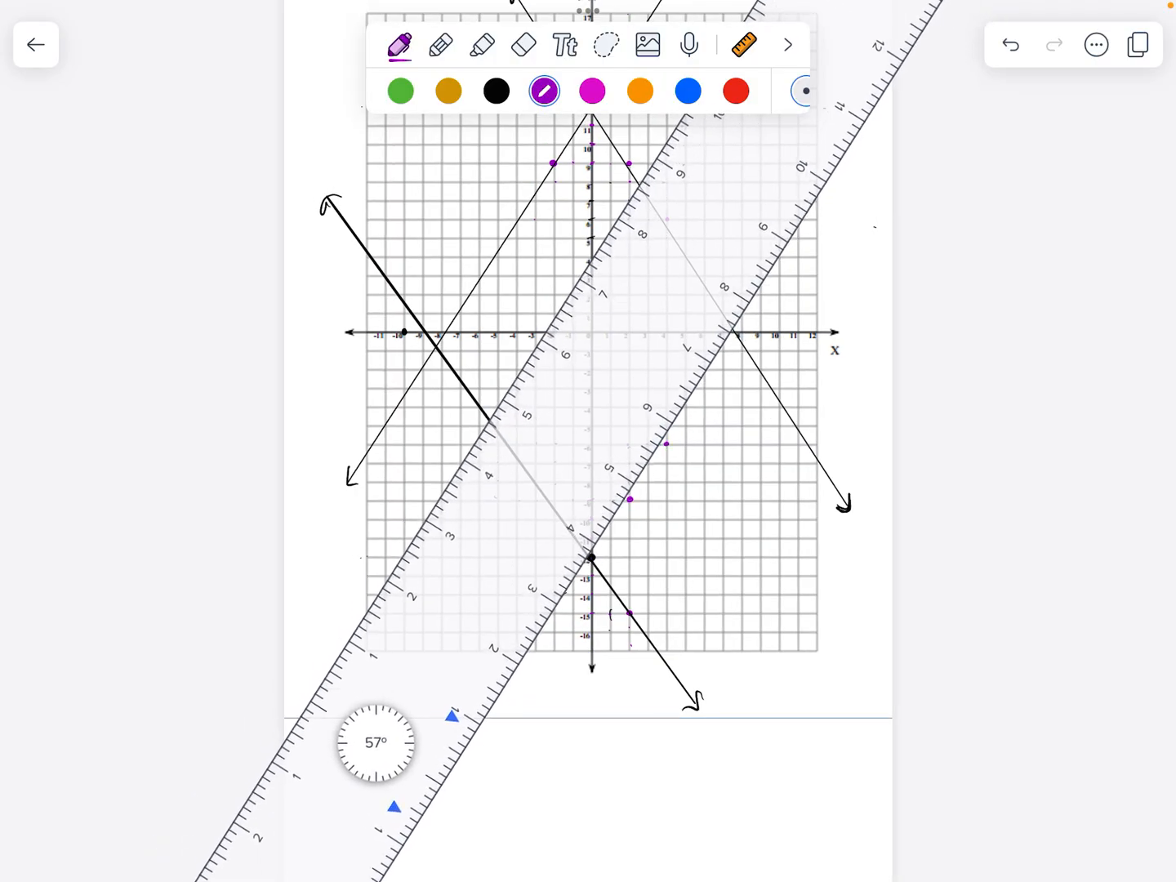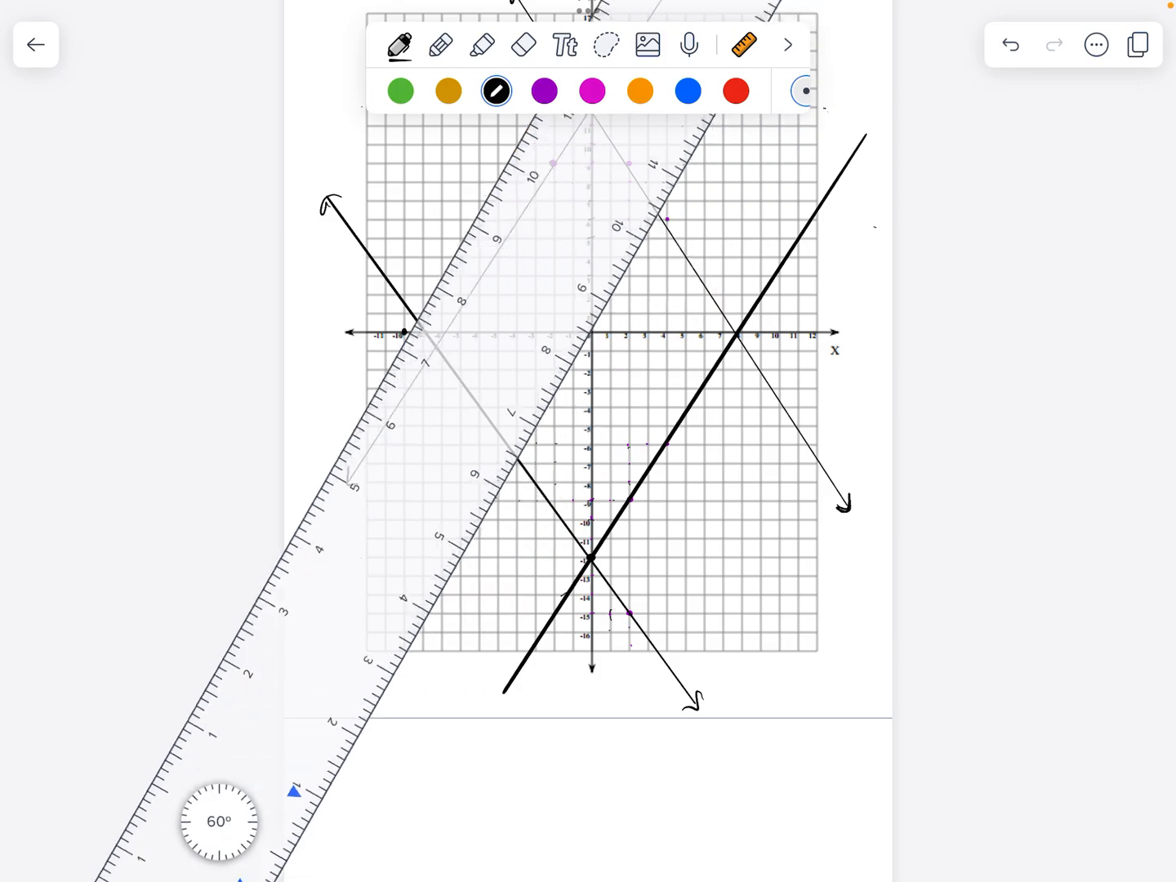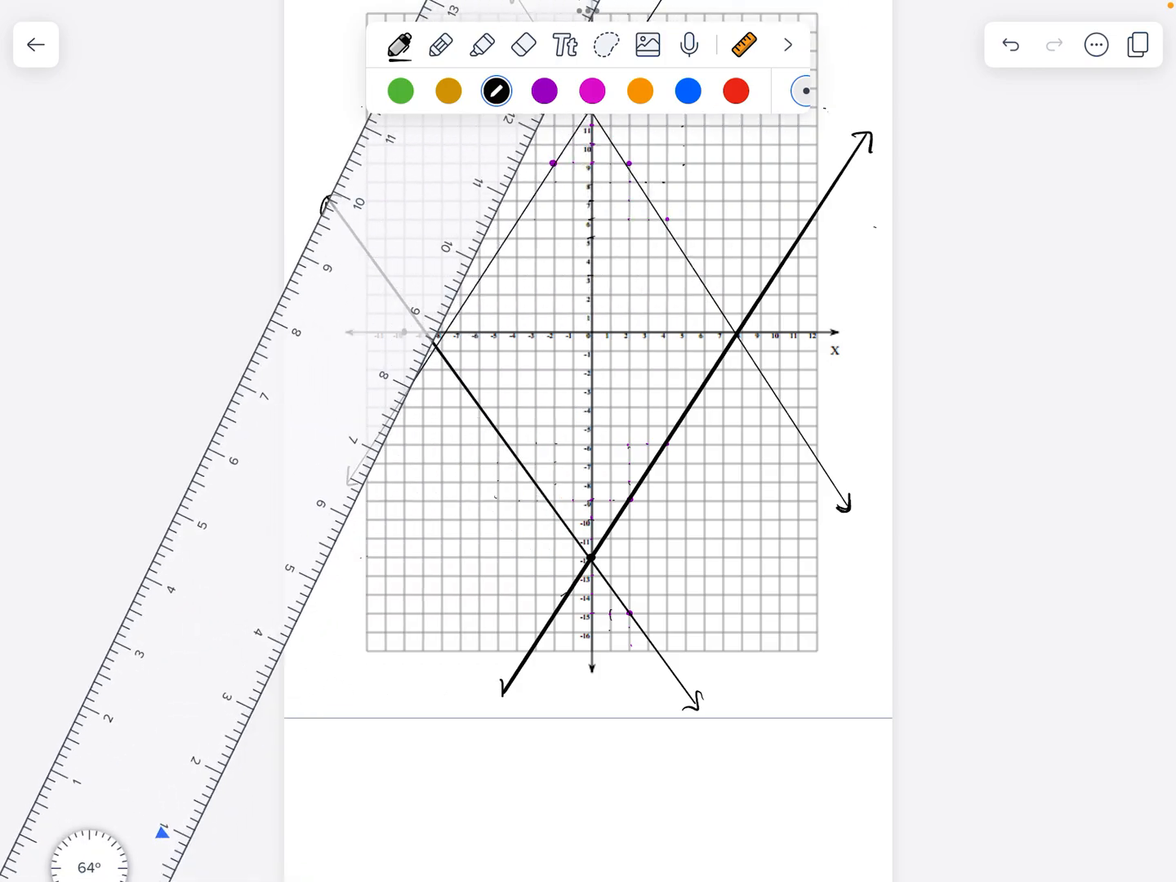Moving my ruler. Try to be as precise as possible. There it is.